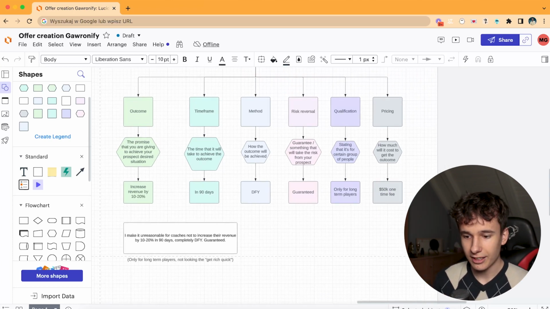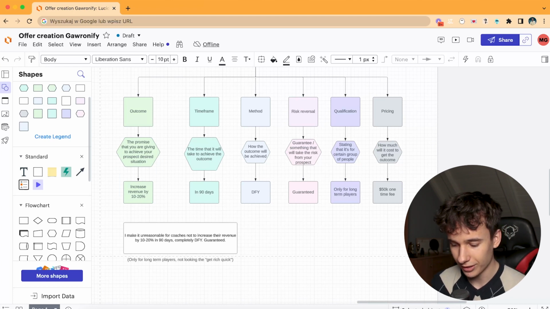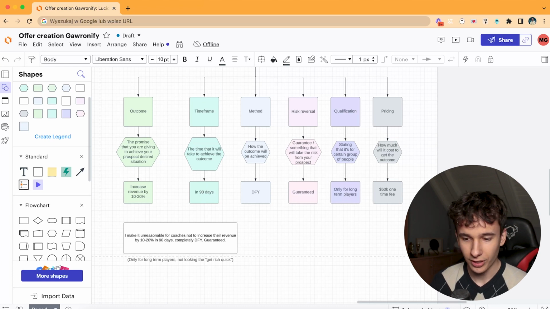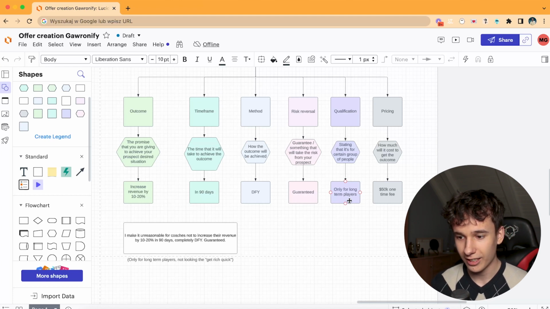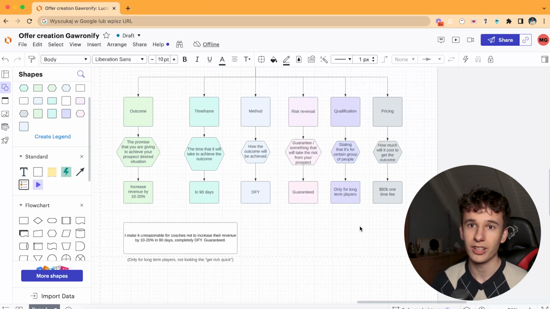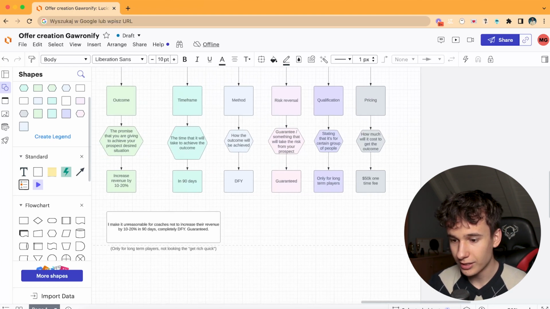So stating that the offer is for a certain group of people. The most important thing about this is that if someone is qualified for a product, let's assume, as the example, only for long-term players, and the person watching your offer is a long-term player and sees that it's only for long-term players, they will think it's more for them and they will be more likely to buy it. And the pricing, so basically how much it costs to get the outcome.